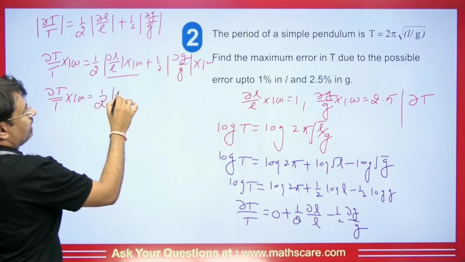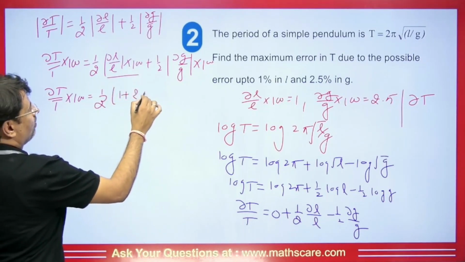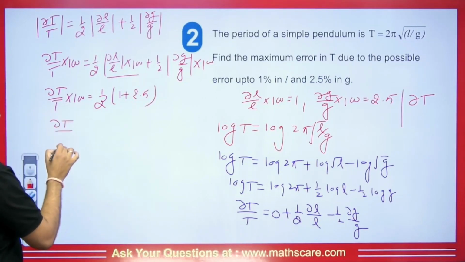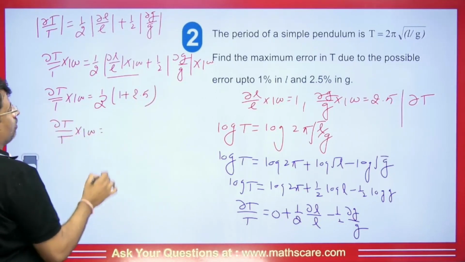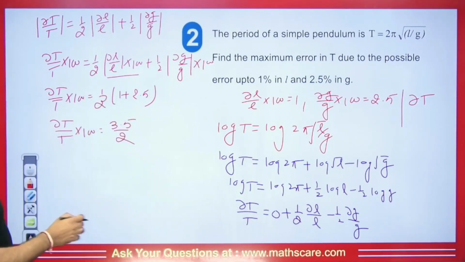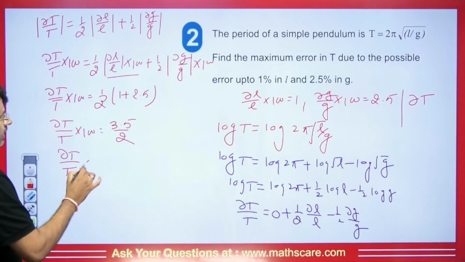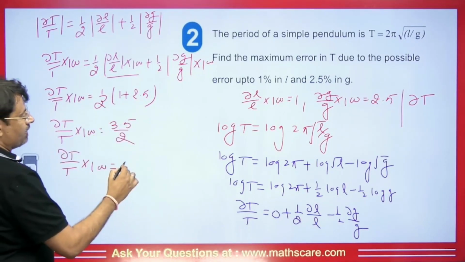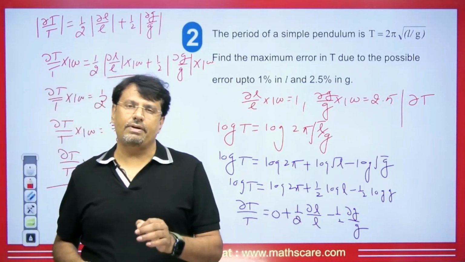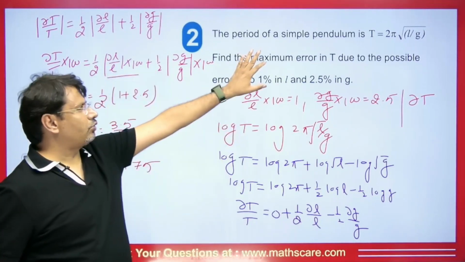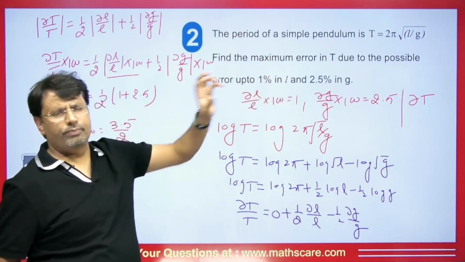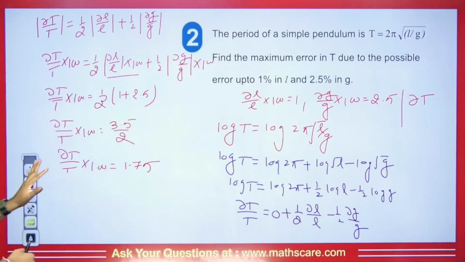Take out 1/2 common, and here we have 1 plus 2.5, right? So ΔT upon T × 100 is equal to 3.5 upon 2. Understood? So students, the answer we get is ΔT upon T × 100 equal to 1.75. So we have percentage error, 1.75, what is that? Percentage error. Here in this question, there is a correction. It is asking you to find the maximum percentage error in T, right? Pay attention to this and this is how we will do it.